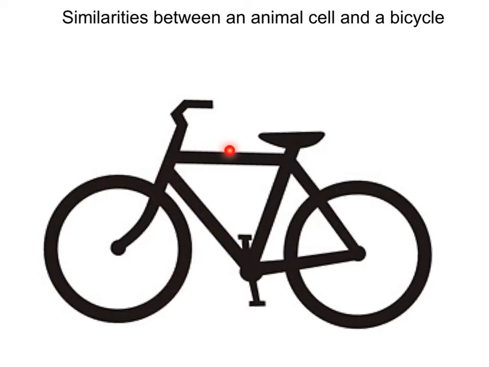Next, we have the nucleus. I believe that the nucleus is kind of like the person riding on the bike, because they're in complete control of the bike. Next, we have the mitochondria. I believe the mitochondria is kind of like the bicycle pedals, because it creates the energy. Well, the bicycle pedals and the wheels, because the bicycle pedals, creating the energy, and the wheels spin and kind of store the energy and continue.